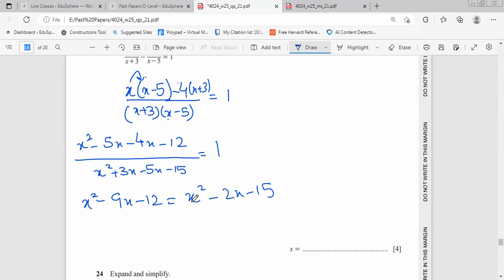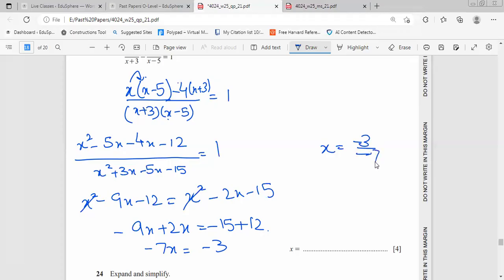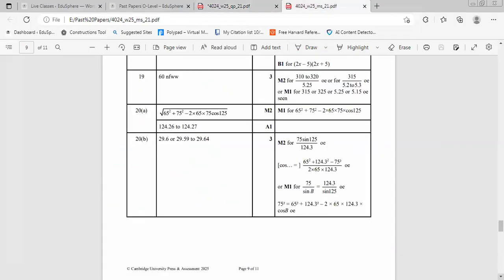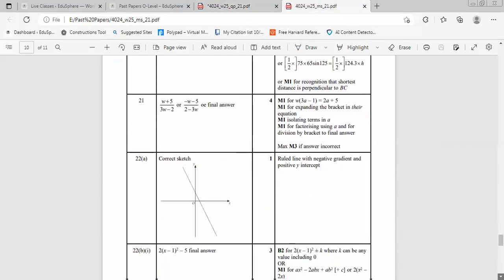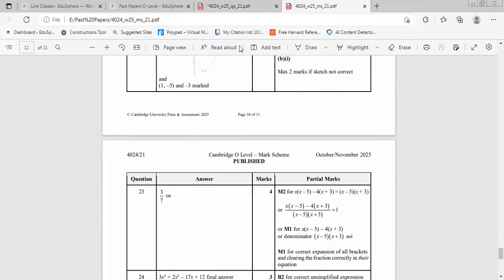Now I'm going to take everything on this side. I will subtract x squared from both sides, so it is cancelled. So I get minus 9x plus 2x equals minus 15 plus 12. So I will have minus 7x equals minus 3. At this point I will have x equals minus 3 by minus 7. This minus and minus cancel, so the final answer is 3 by 7. Let me confirm it through the answer key. Yes, 3 by 7.